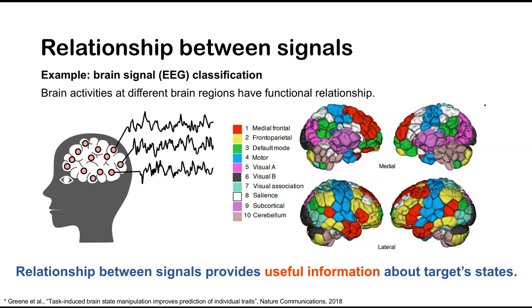As another example, let's consider brain signal classification, specifically EEG. In our brain, there are a lot of neurons and they are connected to each other, so the brain activities at different regions have a functional relationship. So this kind of relationship provides useful information about the states of the target that is being observed.